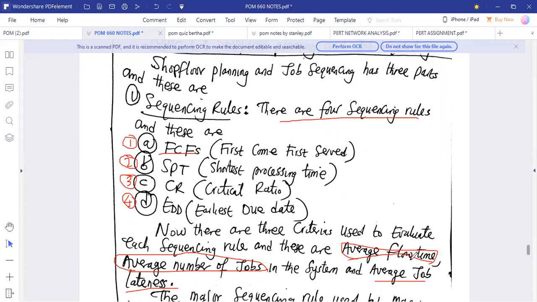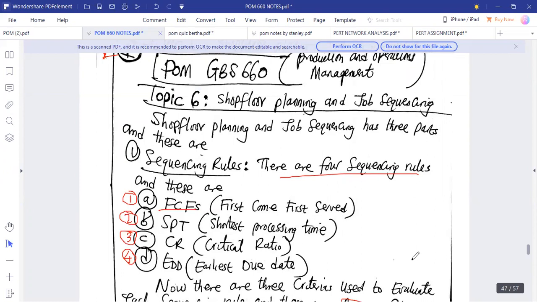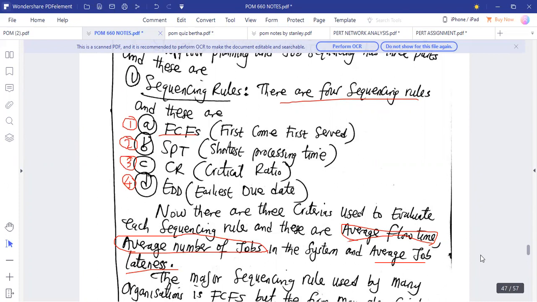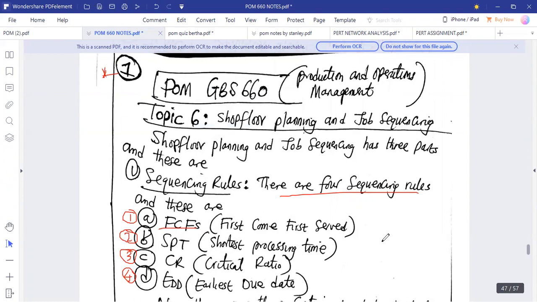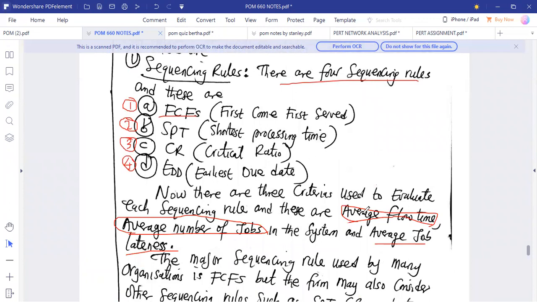So the smaller each of the three measures is, the better the sequencing rule, meaning the smaller the average flow time, which is the completion time for a job, and the average number of jobs in the system. If it is in weeks or days, if there are a few days that you can work on an assignment that somebody has given you, at least that is better. If somebody is given an assignment and finishes it in the shortest possible time, which is the completion time, also called the flow time, it's okay.